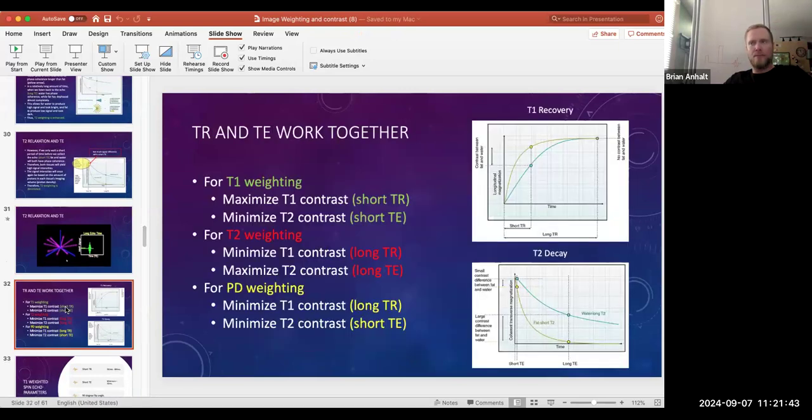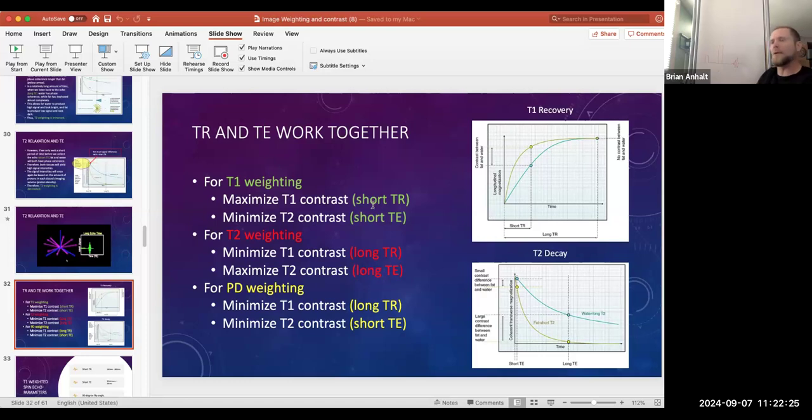So how do these work together? Remember, like I said, TR and TE are both going to be in every single image weighting. We have to prescribe a TR and a TE, even if it's T1, T2, or proton density weighted. So for T1 weighting, we want to have a short TR to maximize the T1 contrast, right? To not allow for full longitudinal recovery on all tissues, particularly the tissues that have a long T1 time. But we also want to prescribe a short TE because we want to listen back quickly before we get T2 dephasing.